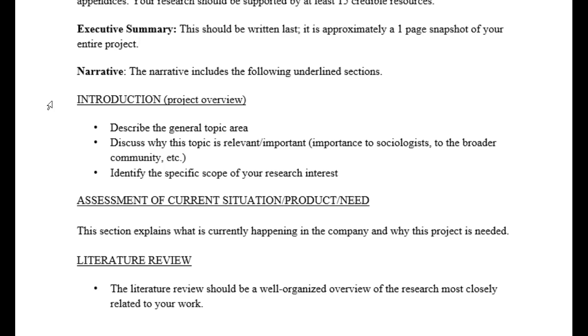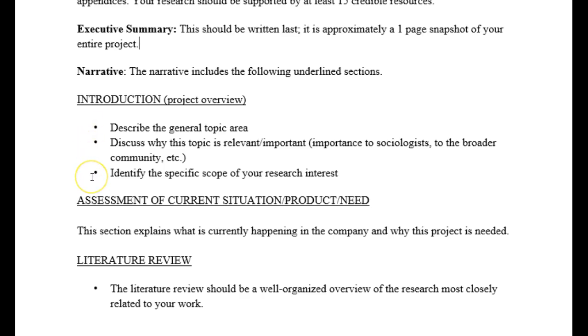What you want to tell us about in the introduction is the problem. Why do you need this program? Why does the company need this new form? Why does it need to streamline this paperwork? What is the problem? So you give us a general description of the topic area. You should explain why it's relevant. Why is this an important problem to solve?